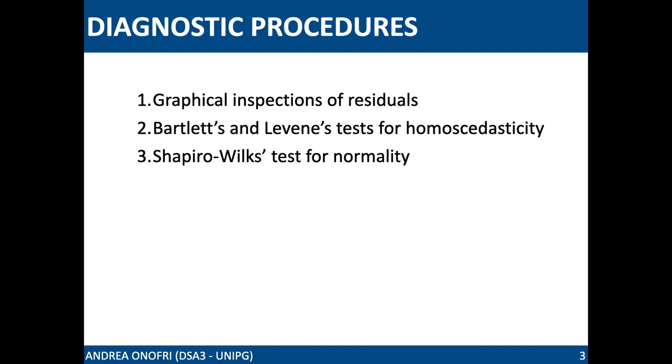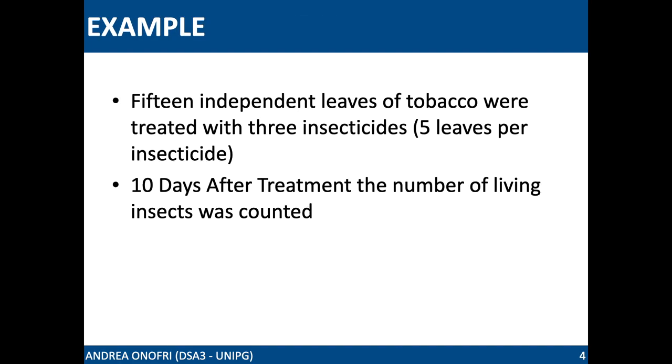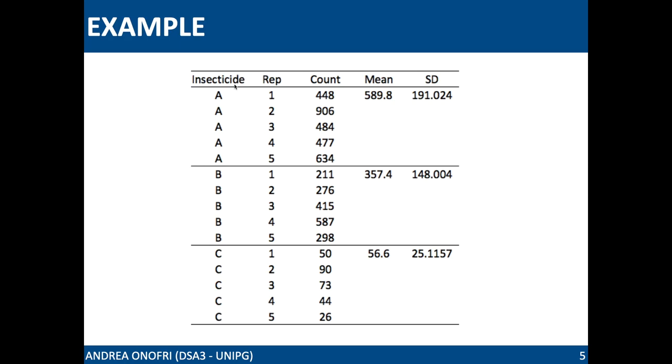In the previous lesson, we have seen an example. The example was regarding 15 independent leaves of tobacco that were treated with 3 insecticides, 5 leaves per insecticide. 10 days after the treatment, the number of living insects was counted in each leaf. And the results were this. So you see we have 3 insecticides, the insecticide A, the insecticide B, and the insecticide C. Basically we have 5 leaves, 5 replicates for each insecticide, and these are the counts. And we have the mean count, which is reported here for the 3 insecticides.